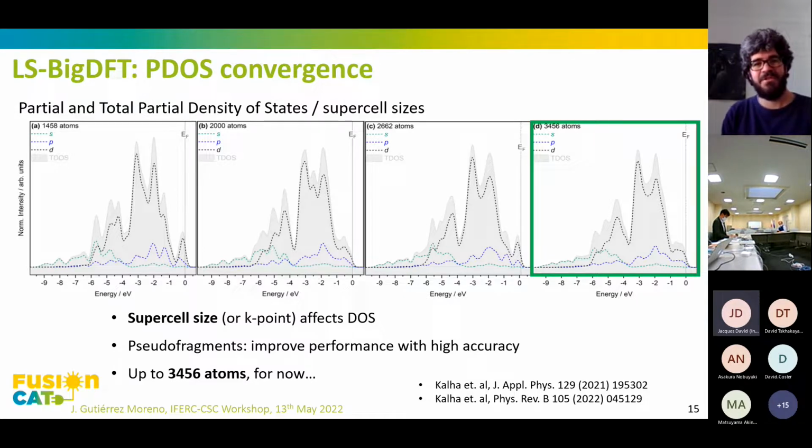Here I show the total and projected density of states for pure tungsten with different numbers of atoms, between 1,500 and 3,500. For the large systems, we have used the pseudo-fragment approach, and we have compared the results we got from the pseudo-fragment approach with the normal standard calculation starting from scratch. We have seen that, again, as I said before, the results are pretty similar, and the computational cost is much, much lower. Of course, different properties will converge differently.